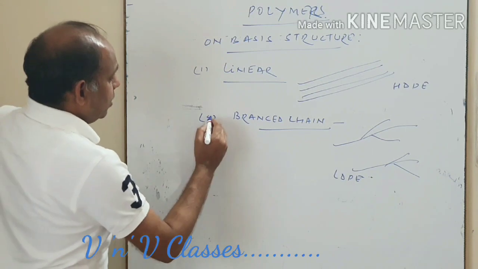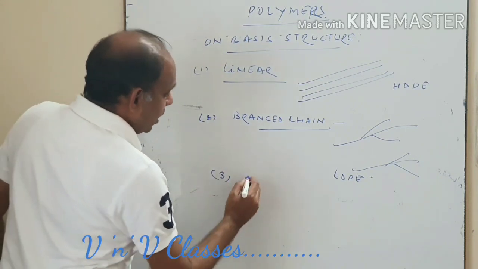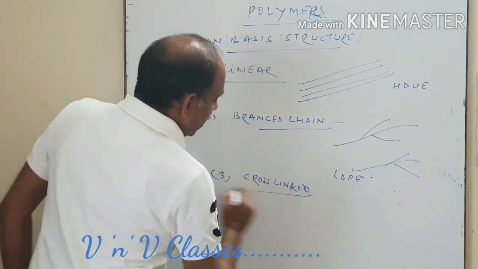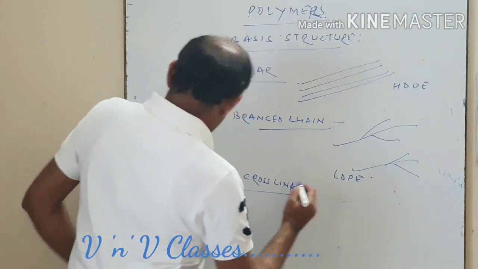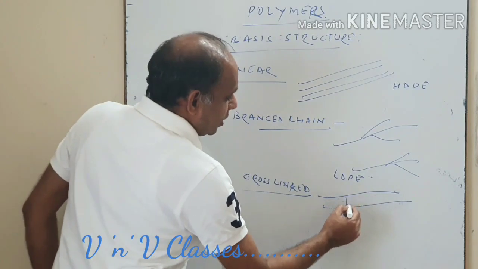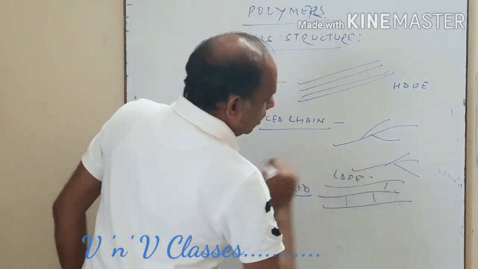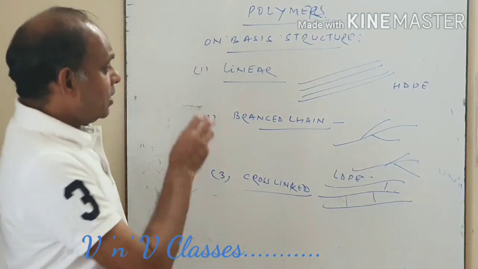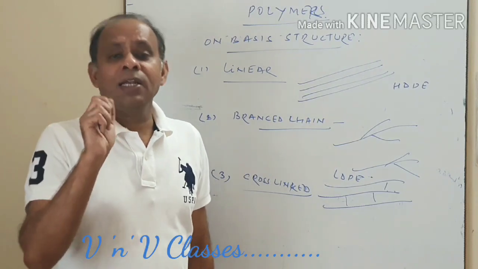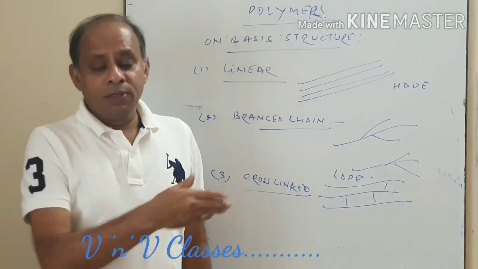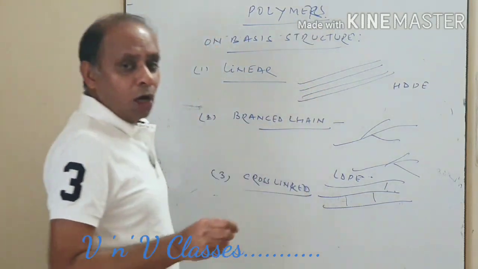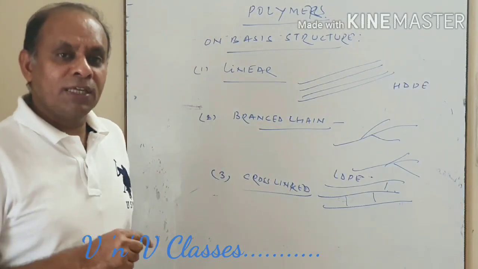And one more thing is there. Next, we have cross-linked polymers. Now as the name tells, we have many polymer chains running parallel to each other, and they develop certain cross links in between. These cross-linked polymers are very hard, rigid and brittle as well. Brittle means when they are hammered, they break into pieces. So this is how these polymers are classified on the basis of their structure.